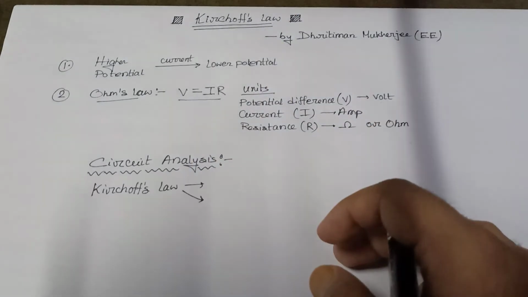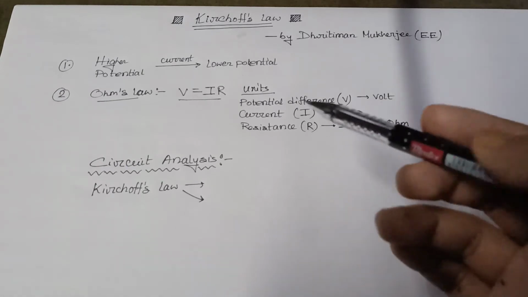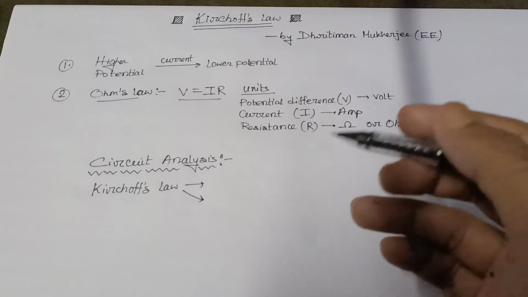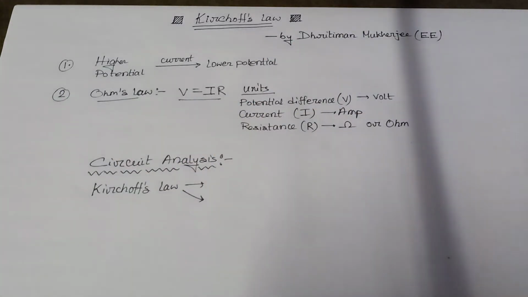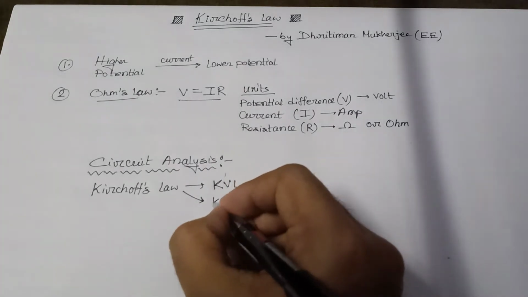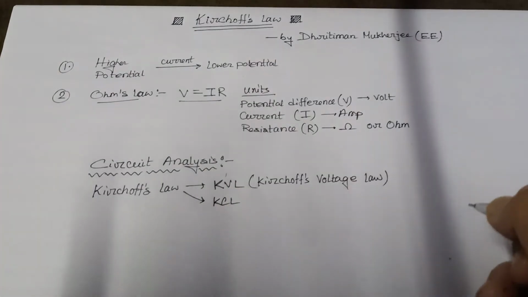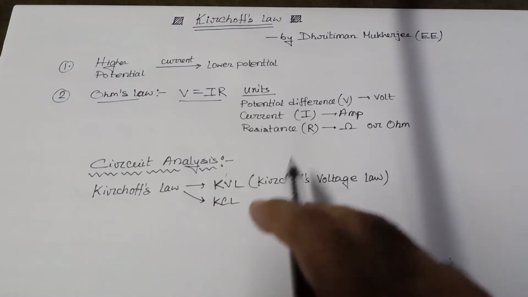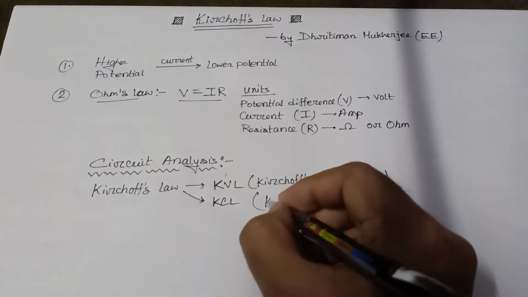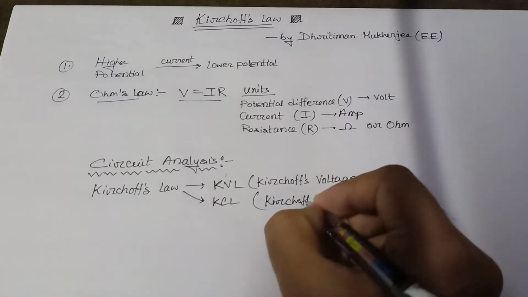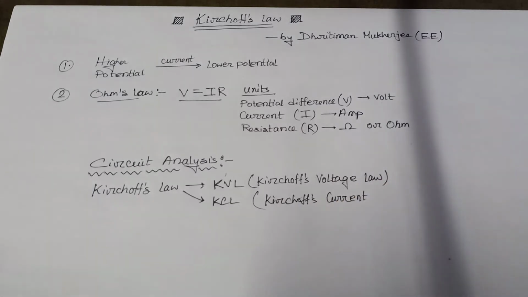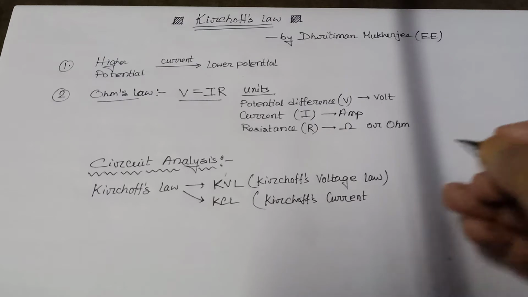Okay. Some people pronounce it differently, but it is actually Kirchhoff. Okay, its name is Kirchhoff. So there are two Kirchhoff's laws. Okay, number 1 is KVL, and number 2 is KCL. KVL means Kirchhoff's voltage law, and KCL means Kirchhoff's current law. Don't mispronounce it, it is always Kirchhoff's current law.